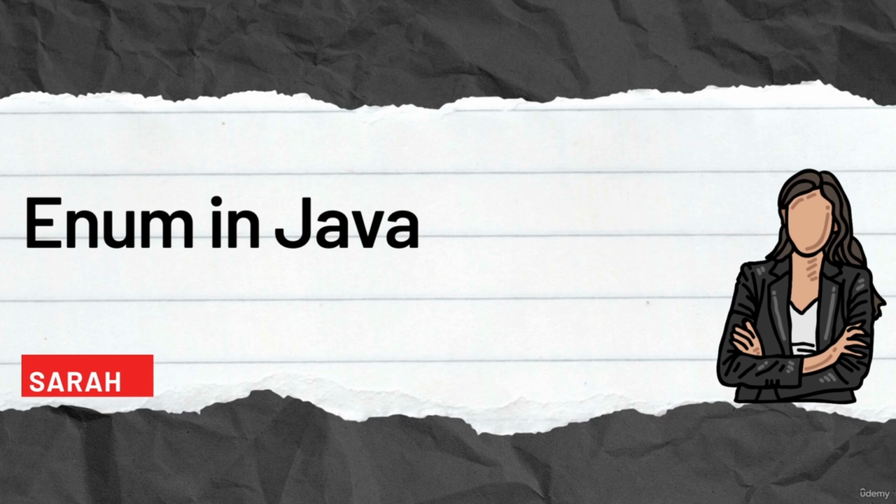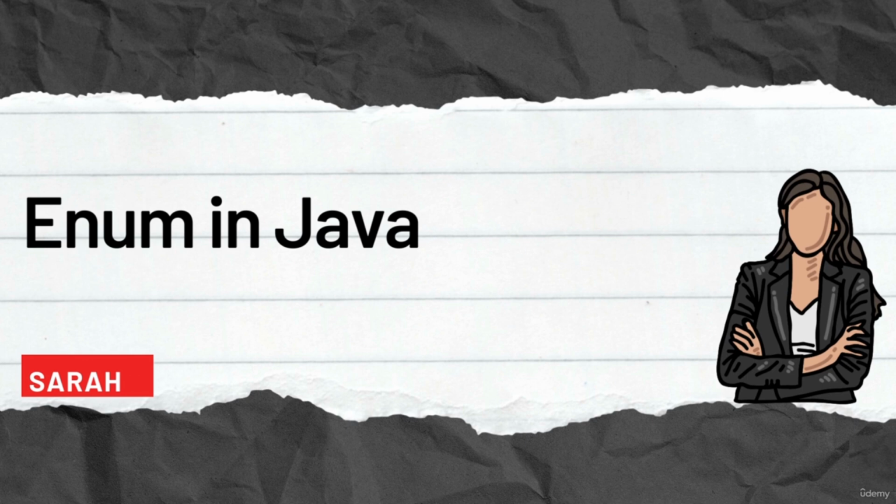Next, we will be talking about enum in Java. An enum type is a special data type that allows a variable to have a set of predefined constants. You should use enum types anytime you need to represent a fixed set of constants. For example, planets of a solar system, or days of a week, or months of a year.